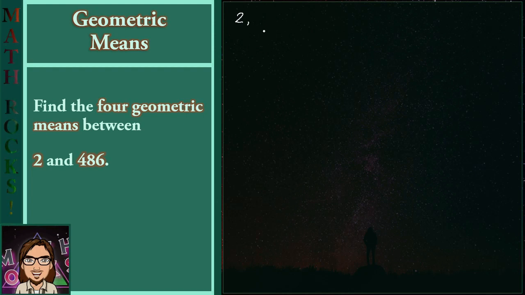And since we would like to find four geometric means, we would like to insert four blank spaces first before writing the other given, which happens to be 486. And now you will notice that we have a total of 1, 2, 3, 4, 5, and 6 terms. We may assume that the first given number 2 is the first term in the sequence, while the sixth term in the sequence is the other given, 486.